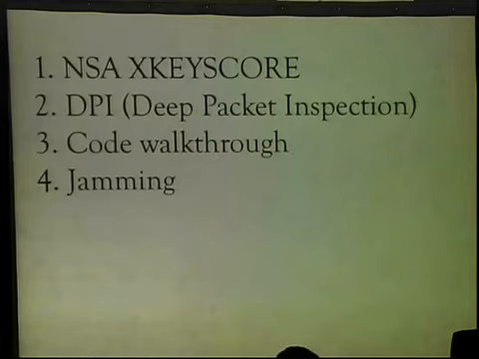So this talk is in 4 parts. The first part, I'm going to talk a lot about XKeyscore and the NSA. The second part, I'm going to talk about deep packet inspection technology and how that works, how they get data out of packets. Then we're going to look at the code itself and walk through that code. It shouldn't be too onerous. I mean, none of us read XKeyscore code. It's not a language that anyone knows outside of the NSA. And then on the fourth part, we're going to talk about the fun stuff of how we can jam that system.